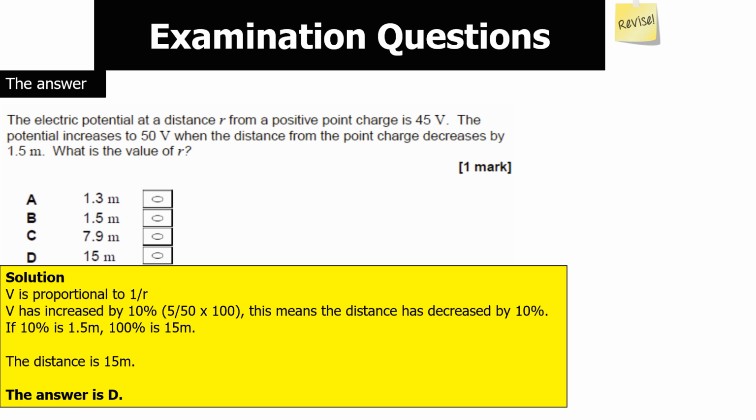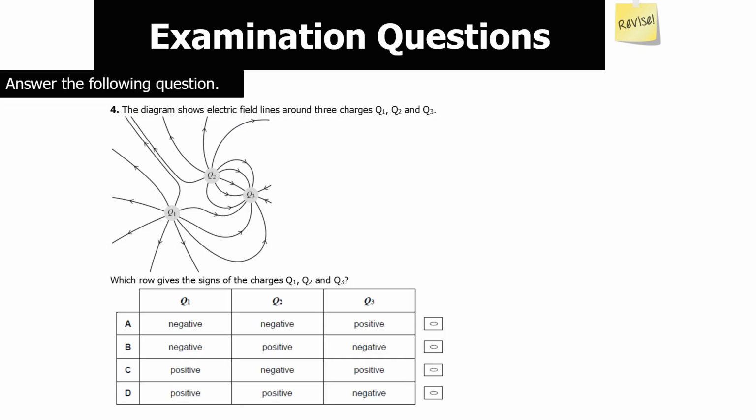The answer is D. The next question here shows the diagram with electrical field lines around 3 charges, Q1, Q2 and Q3. Which row gives the signs of the charges Q1, Q2 and Q3? So pause the video now, then unpause the video when you want to go through your answer.